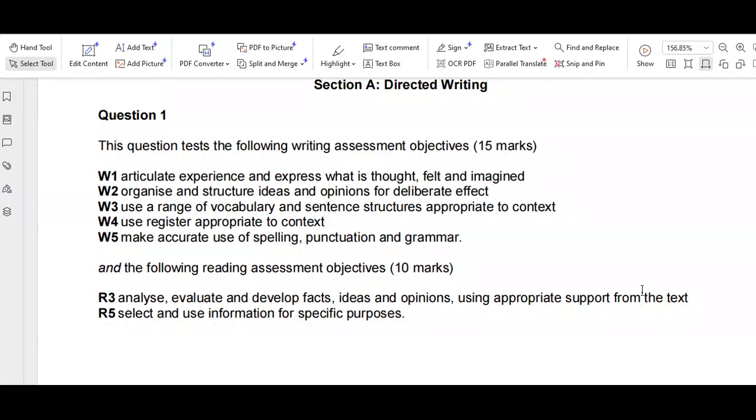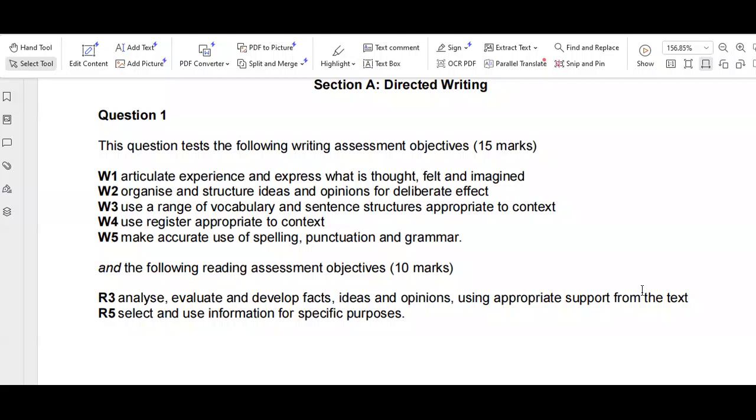The second thing the examiner is going to assess in our responses is the organization and the structure of the ideas and the opinions we mention in our response. Thirdly, we would be assessed on the basis of the range of vocabulary and sentence structures appropriate to the context, which means that if we have been asked to compose a formal piece of response, our vocabulary is in alignment with the formal tone, and if we are supposed to develop a semi-formal tone somewhere, we are using the appropriate vocabulary.